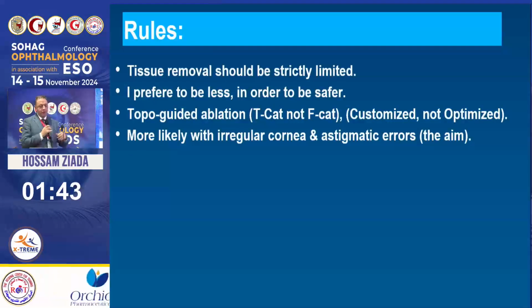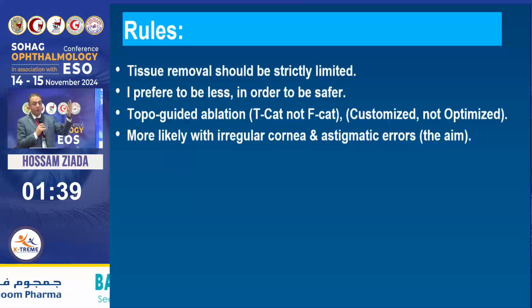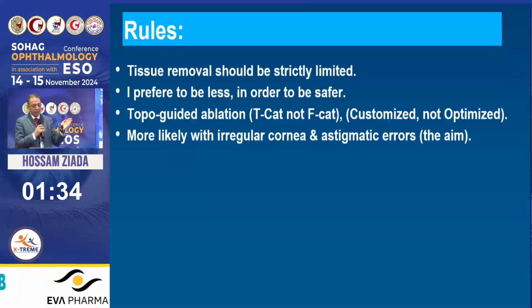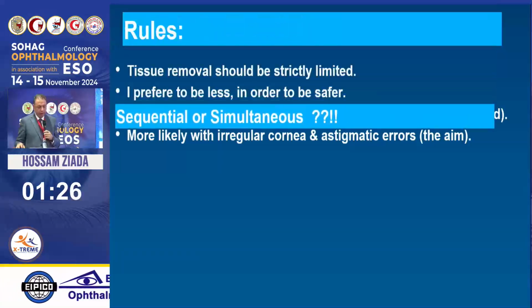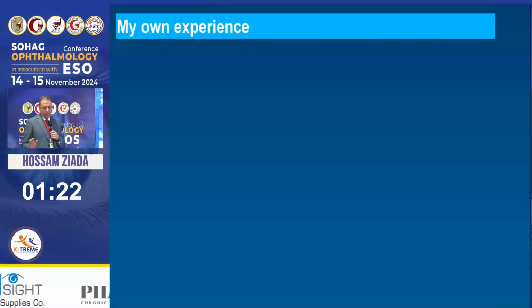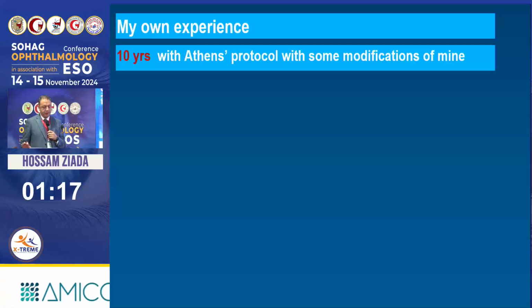Finally, the rules: tissue removal should be strictly limited. I prefer to remove less in order to be safer. Topo-guided ablation, like the customized, not optimized TCAT, not FCAT on Allegretto, more likely with irregular cornea; astigmatic error correction is not the aim. Sequential or simultaneous, I will skip it to show it after. And my own experience after 13 years with the Athens protocol, with the same modification of mine.